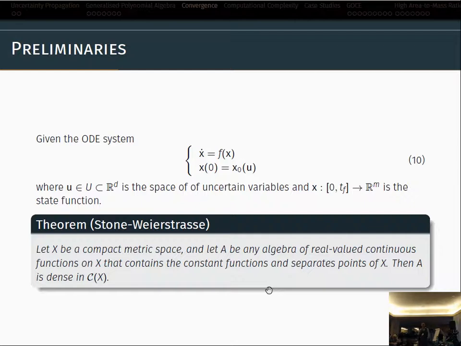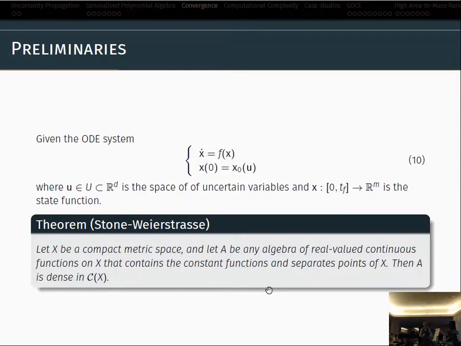We took a dynamical system because that was the interest. We assumed that the initial conditions were a function of some uncertain parameter, and that's the uncertainty space. And then we had to define a numerical integrator and see if for that numerical integrator we had convergence to the required final state. In order to demonstrate that, I just want to recall the Stone-Weierstrass theorem.